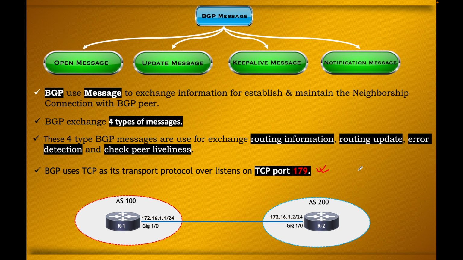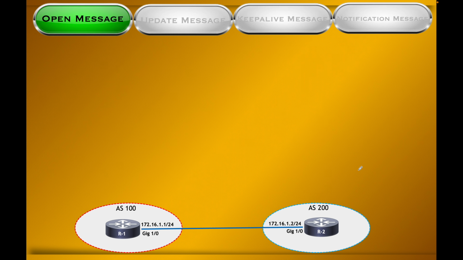Now let's understand one by one, right? First I will explain the BGP open message, then I will go ahead with the update message, keepalive message, and the notification message, one by one in depth, right? Let's start with the open message.